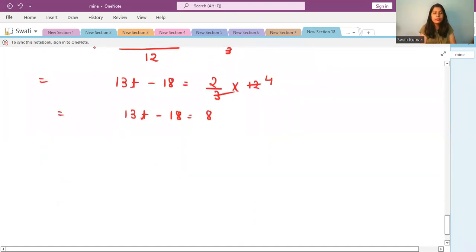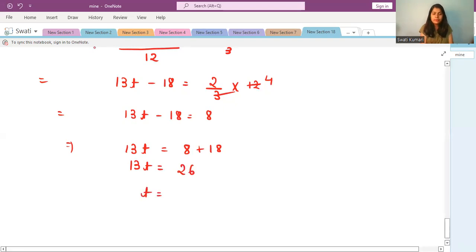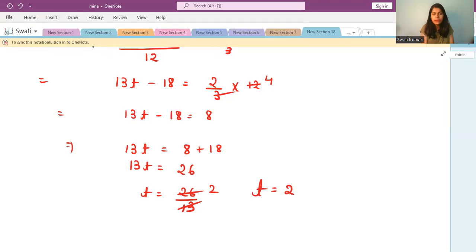And now this will become 13t. Of course, we are going to shift this minus 18 to the other side. So 8 as it is and minus 18 will become plus 18. So this will become 13t equals 18 plus 8 is 26. And t is very much obvious, 26 upon 13, which is 2. So the value of t is 2, and that's our answer. So this was our 6th question. Let us move to our next question.